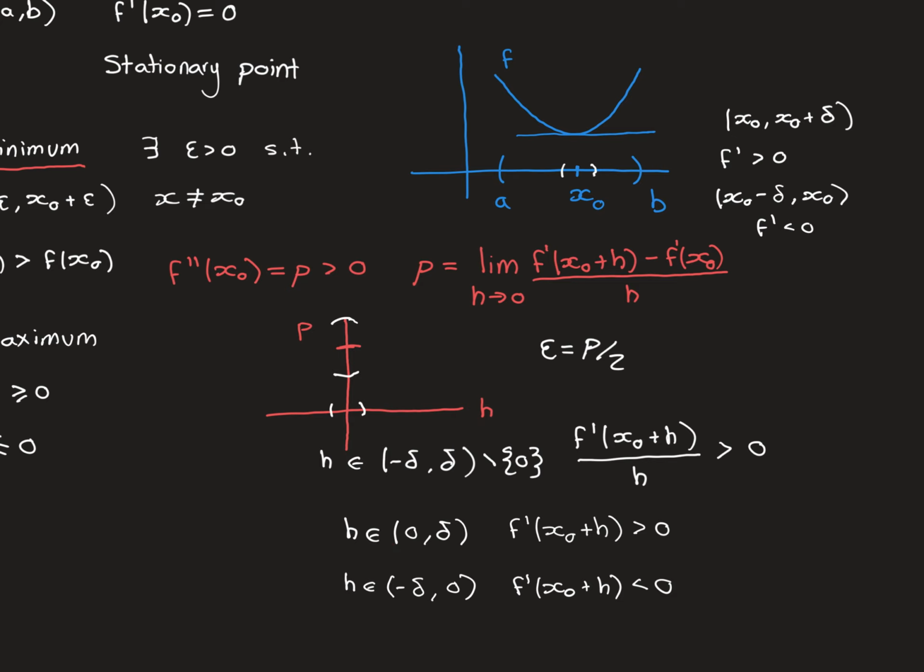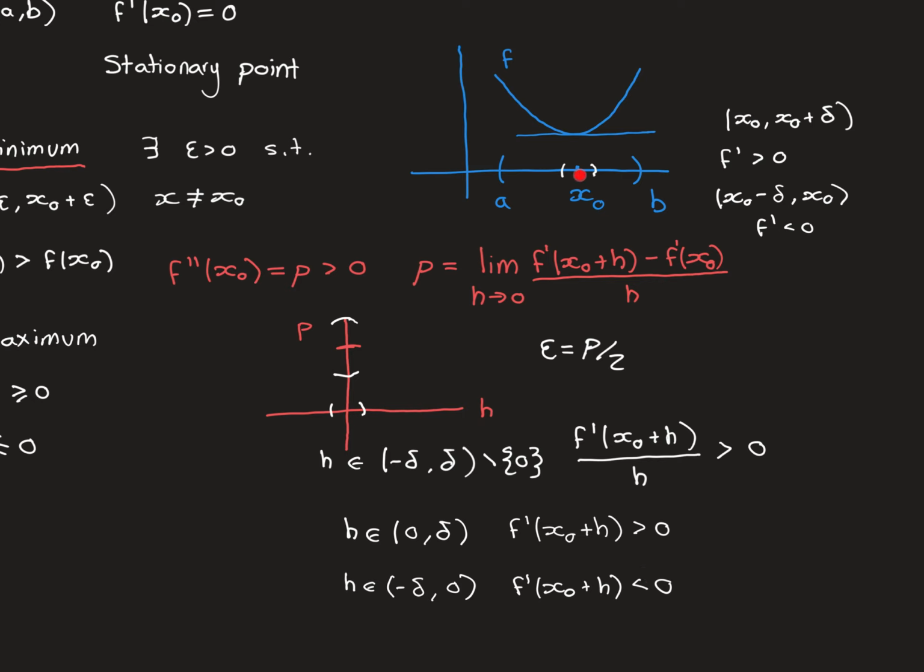So look at what I've got here. I am saying that this delta exists such that if you take an h in the positive part of that delta interval, then the value of the derivative at x0 plus h is greater than 0, and if you take an h in the negative part of that interval, then I know that the derivative at x0 plus that negative h is less than 0. Integrate that with the picture up here.